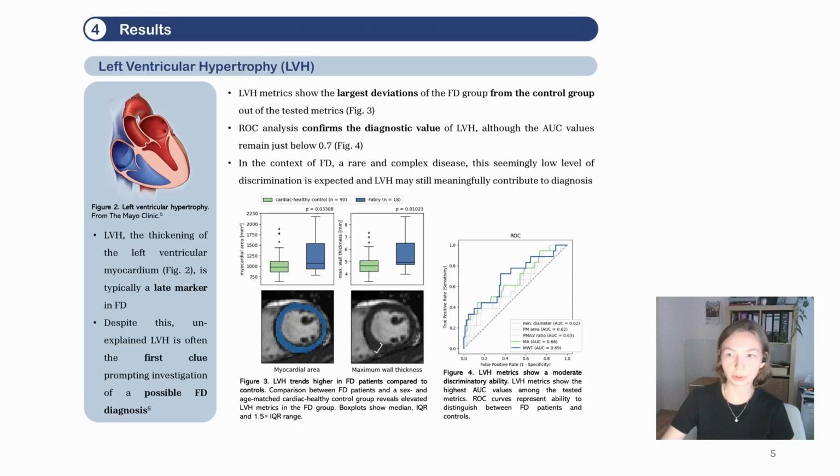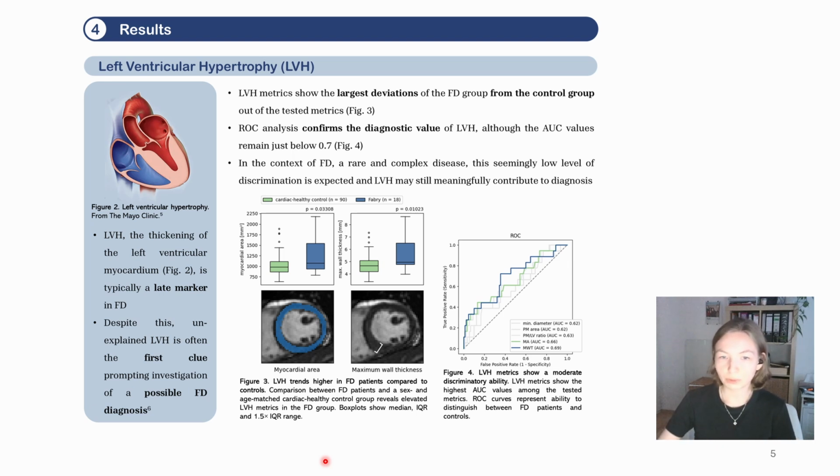Left ventricular hypertrophy is the thickening of this, let me show you, of this left ventricular myocardium. It is typically considered to be a late marker in Fabry disease, but still used clinically for diagnosis because the diagnosis of Fabry disease is often so delayed.